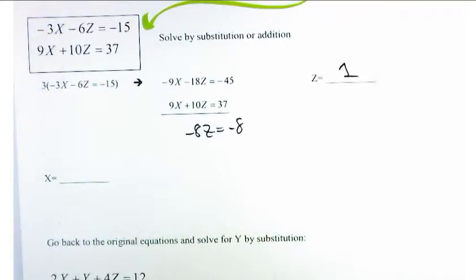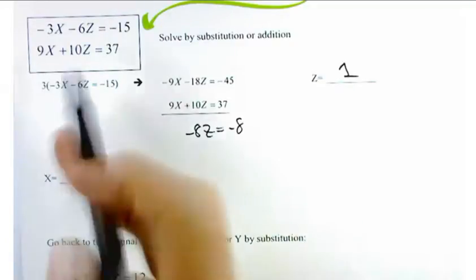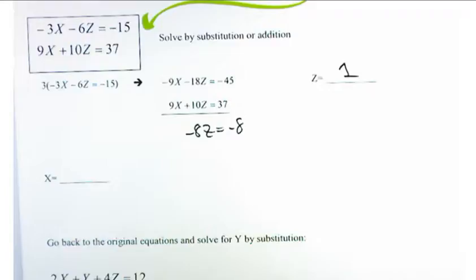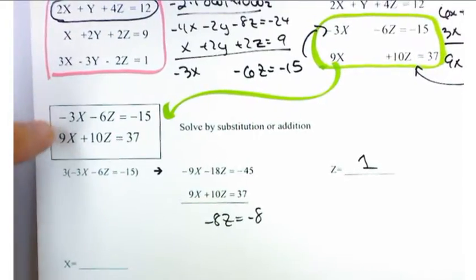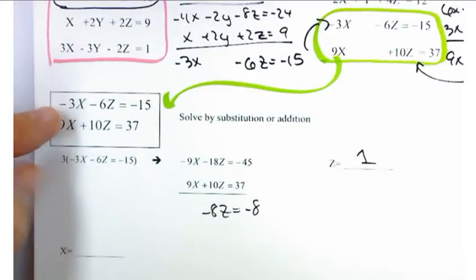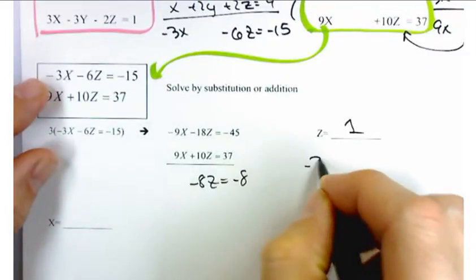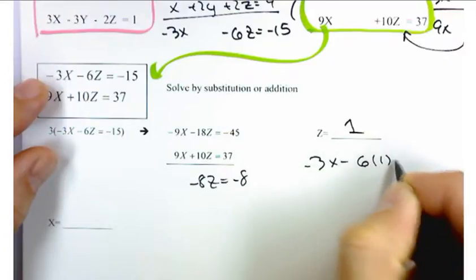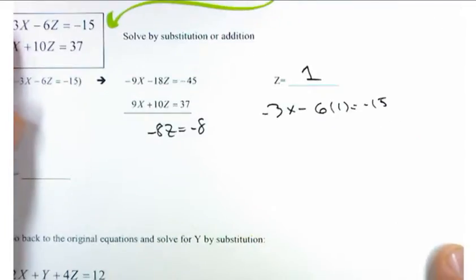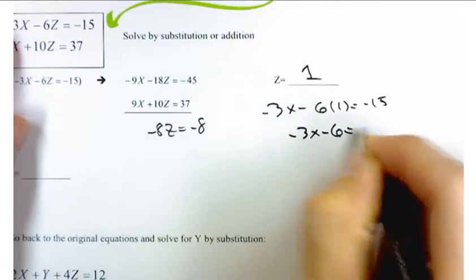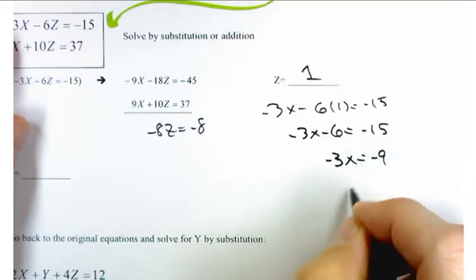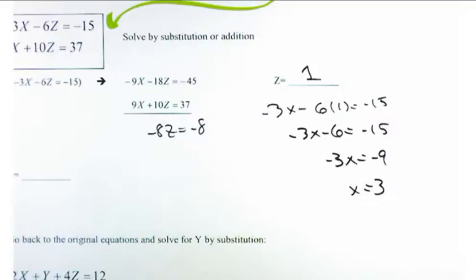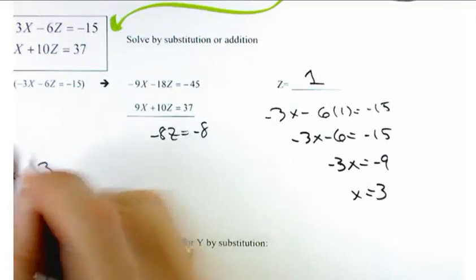Now if z equals 1, we still need to figure out what x is. So how are you going to figure out what x is? Can I plug it into one of these? Yeah, let's do it with these two down here. Just stick with these two. So we'll plug in z equals 1 here. So negative 3 times x minus 6 times 1 equals negative 15. Negative 3x minus 6 equals negative 15. Add 6 to both sides, and I get x equals 3. Great.